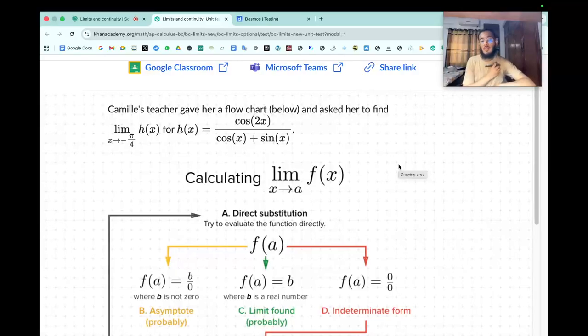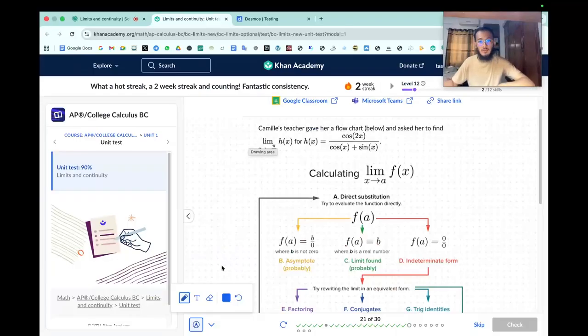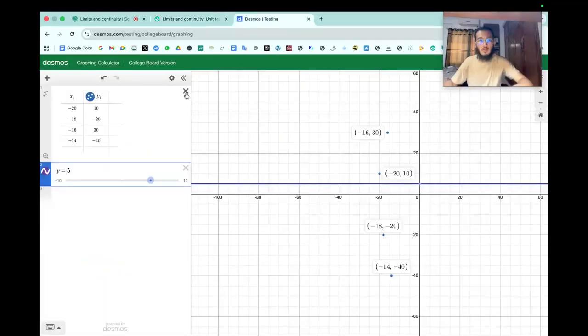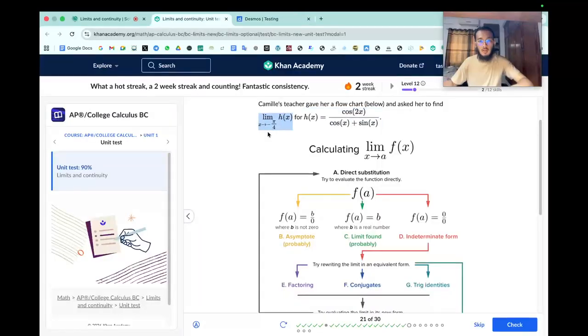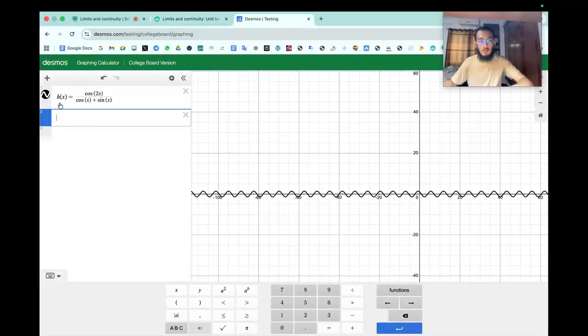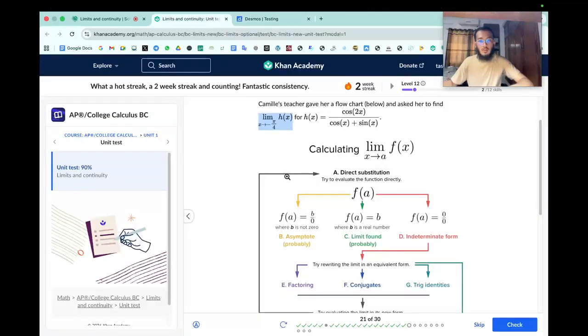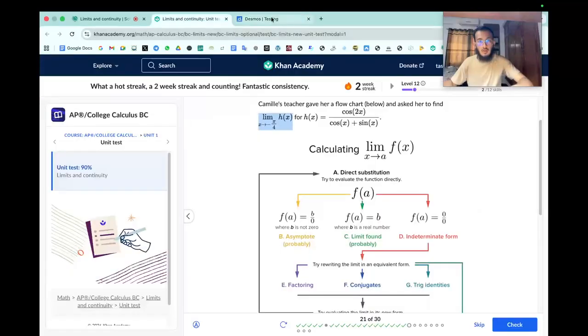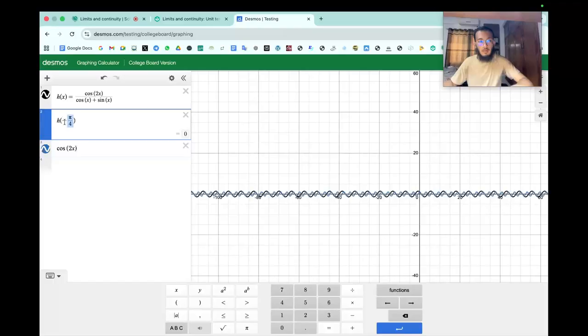Campbell's teacher gave her a flowchart below and asked her to find the limit of hx as x tends to negative pi by 4 for this function. So obviously the very first approach is trig substitution. You have this equation that they have given. Try and plug in x as negative pi by 4. It's 0. It is 0. So now we have to see which one is 0, the denominator or the numerator. So we plug in, multiply it with negative pi by 4, 0.